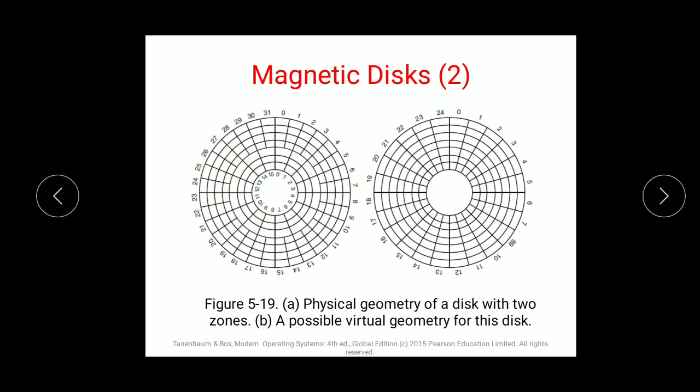The total sectors around the perimeter are normally 8 to 32 on a floppy disk, and some hundreds on a hard disk. The number of heads present varies from 1 to 16.